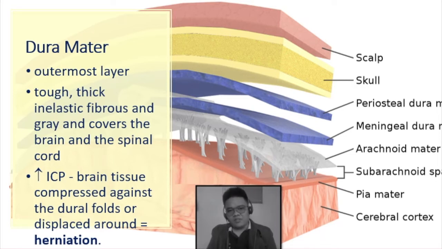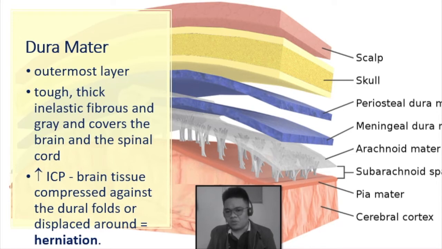Now, in incidents wherein there is an increase in your ICP, the brain tissue would be compressed against the dural fold, or they will be displaced around it. Okay, you refer to that one as your herniation. Meaning class, part of the brain tissue may go out of the dural fold in such a way that it is herniating through the dural folds. Okay, so class, that's your dura mater.